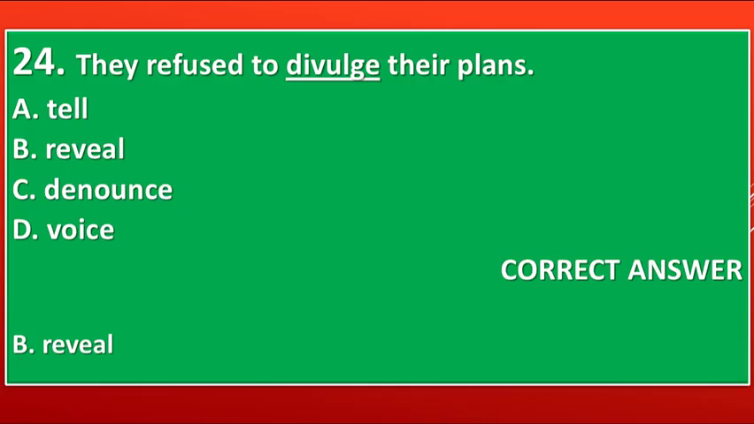Question 24. They refused to divulge their plans. A. Tell. B. Reveal. C. Denounce. D. Voice. The correct answer to this question is B. They refused to reveal their plans.